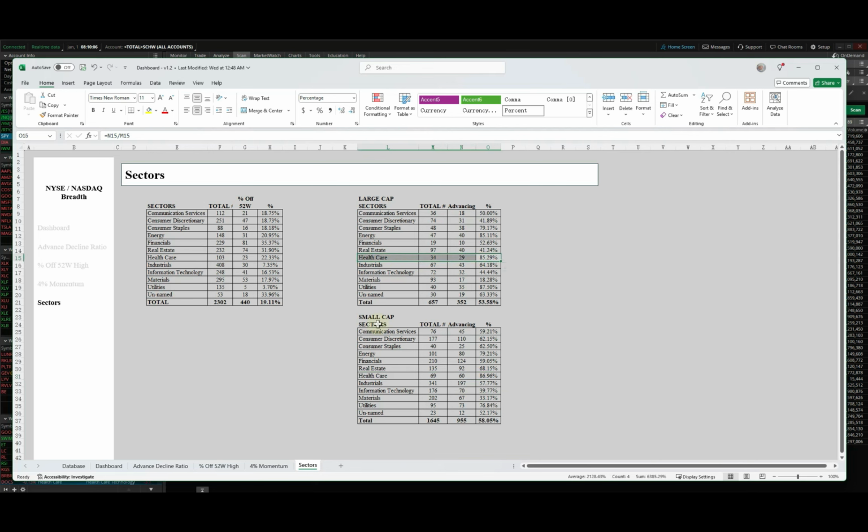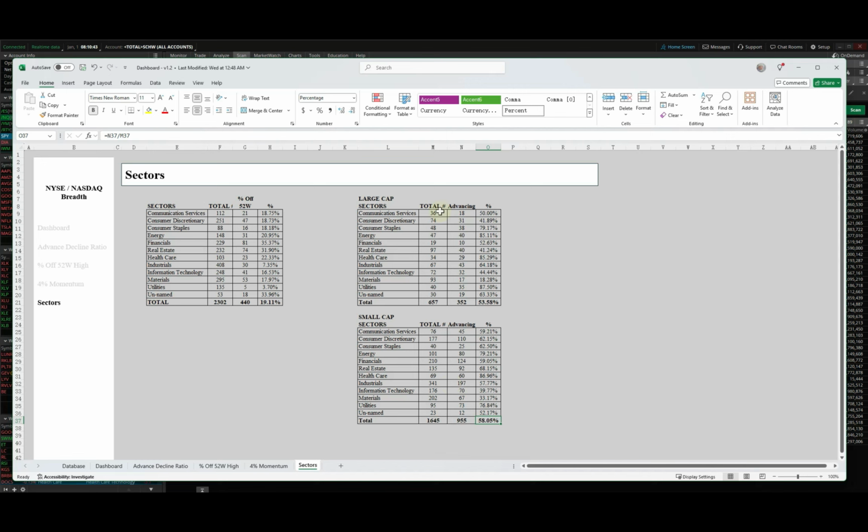So it means large cap and small cap are both advancing. Healthcare is advancing in both spaces, large cap and small cap. And utilities, here is 76% and here is 87%. Overall, 53% of stocks were advancing in large cap, but today 58% of stocks were advancing in small cap. So kind of 50-50, no big difference today. I don't see any big rotation.